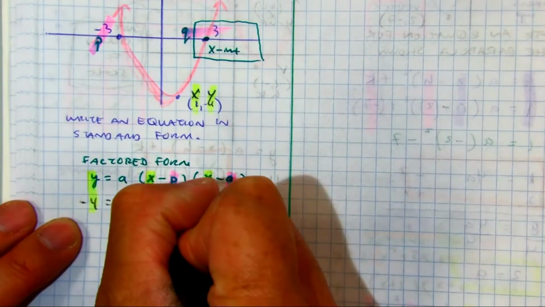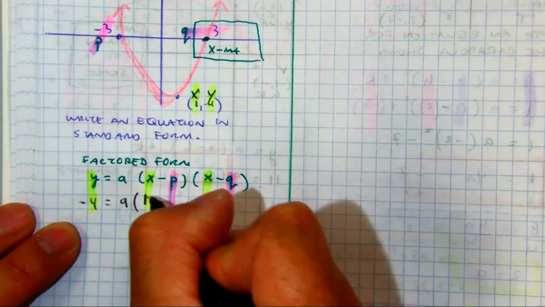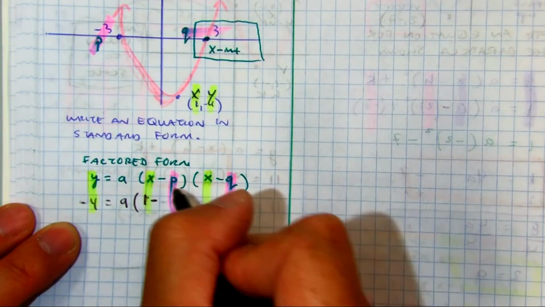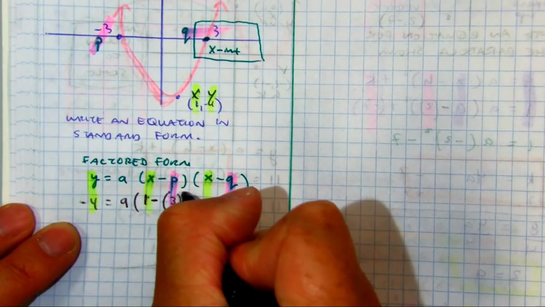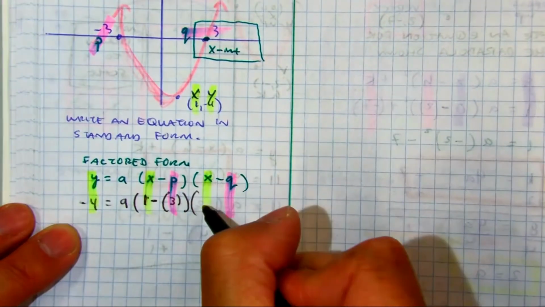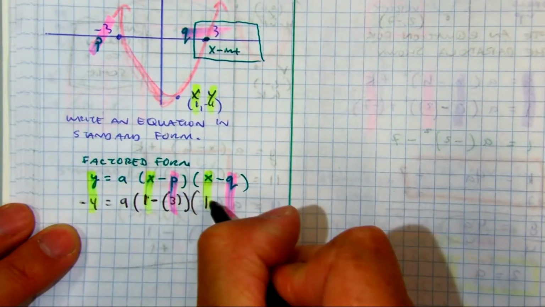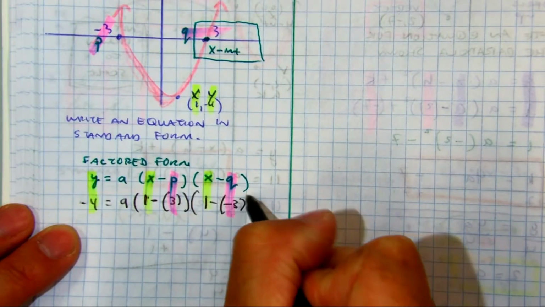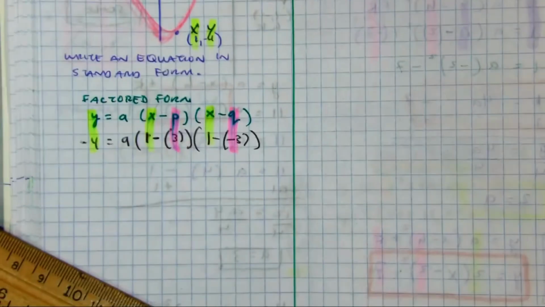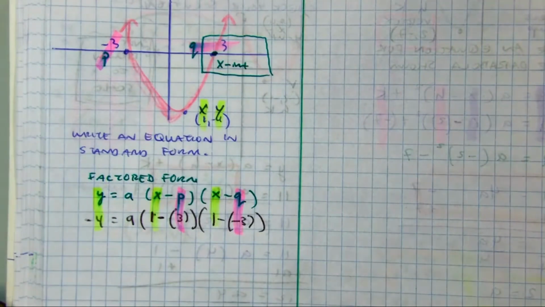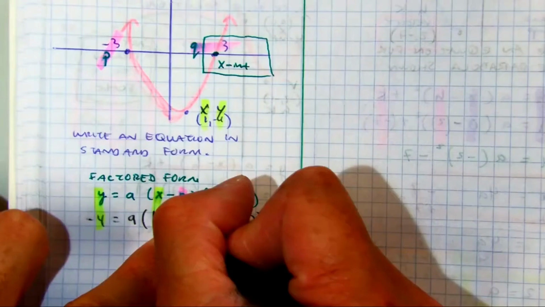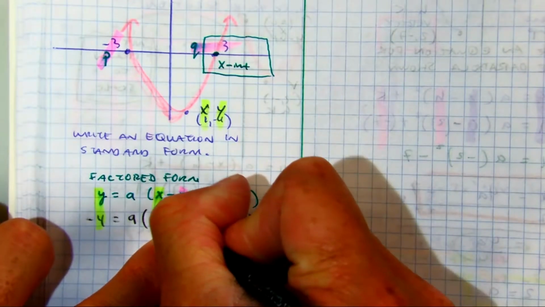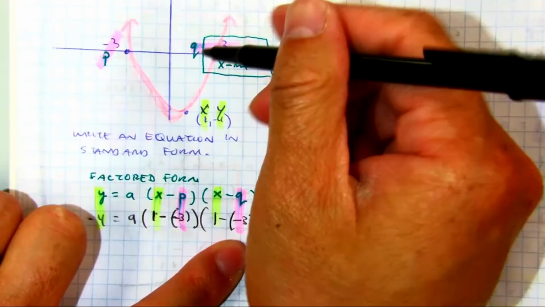What's your X value? Minus P value, 3. X value minus your Q value, -3. Oh, I mixed them up. P is -3. Sorry, you were right. And Q value is a +3.